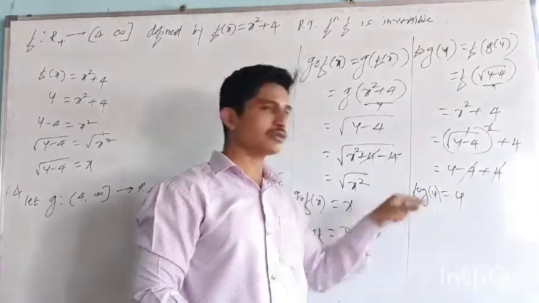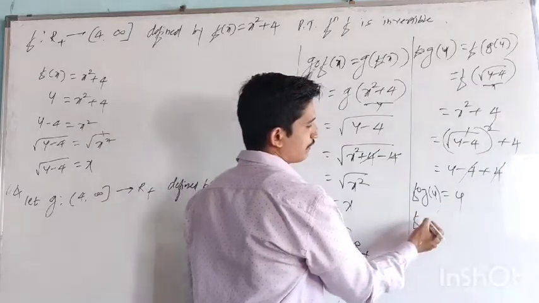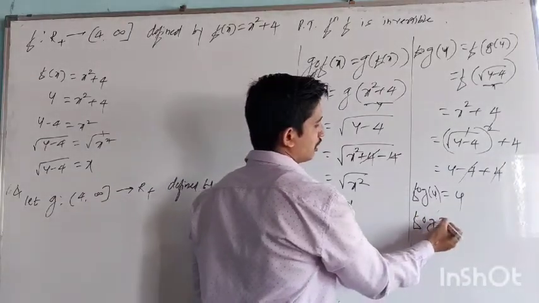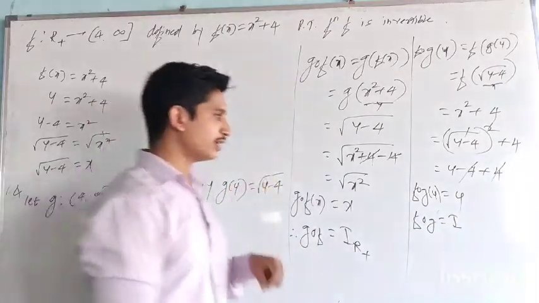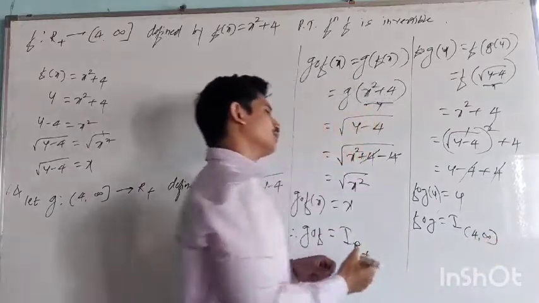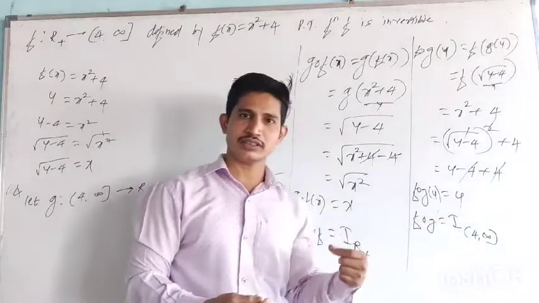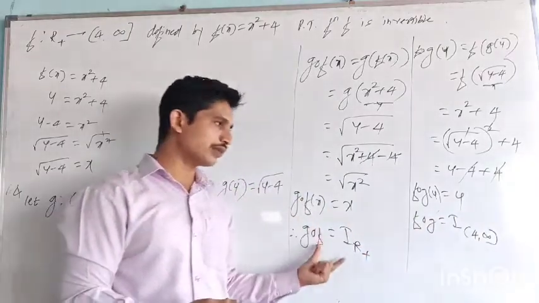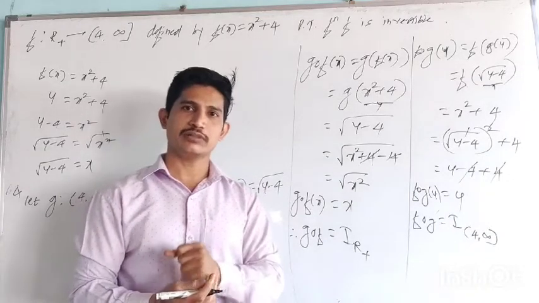That's why this function is the identity function. So f composition g is identity. Identity of what? The second set, which is the half open half closed interval 4 to infinity. Okay, so both are identity functions. According to the definition, if both are identity functions, then the function f is called an invertible function.